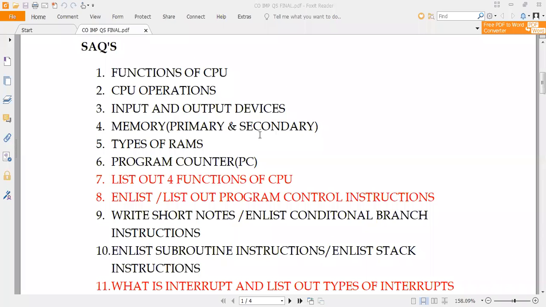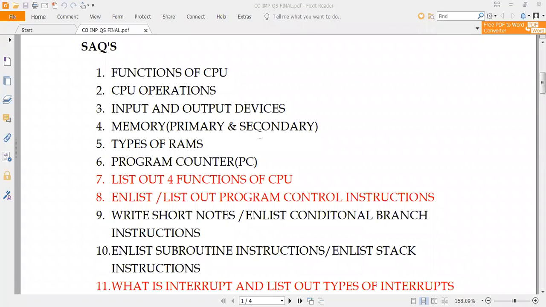You can expect a 2 marks question: what are the different functions of CPU, and the CPU operations as well. The operations are taking the data, processing it, giving the result to the user, and storing the data back into the computer memory. Input and output devices you know very well. Same for memory, primary and secondary memory: RAM, ROM, magnetic disk, and magnetic tapes.